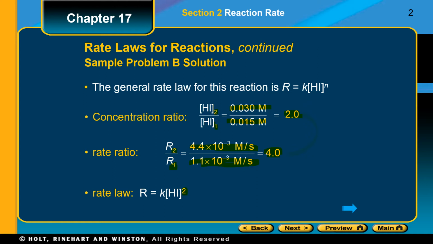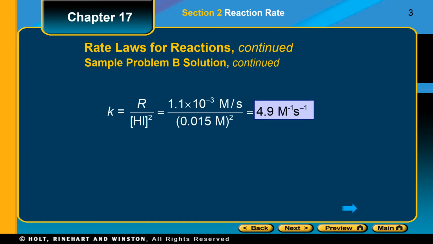So this rate over here, the R, is equal to the concentration. You could pick each one of these, whatever you wanted up here, and put it in here, and then it was squared. Now that we know that, we can calculate what K actually is.